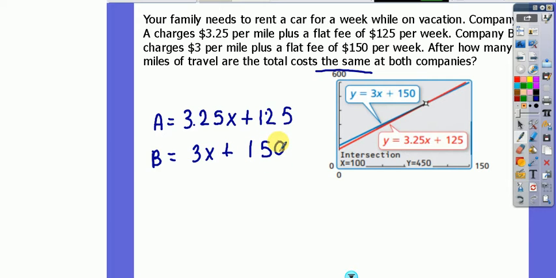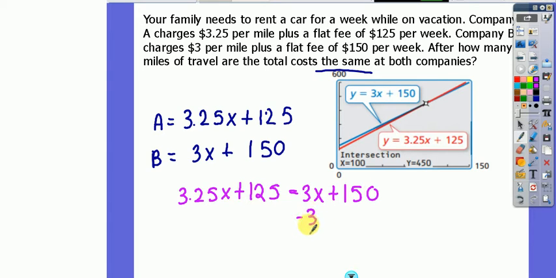You would use your graphing calculator to find that intersection point in the way that I showed you, or you can simply set them equal to each other and solve. 3.25x plus 125 equals 3x plus 150. So we can subtract 3x from both sides using our subtraction property of equality.